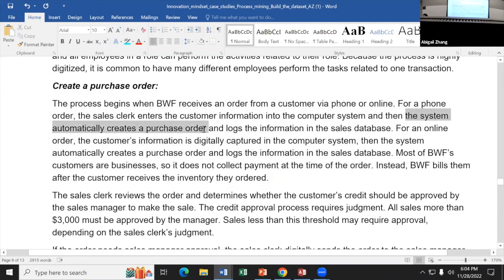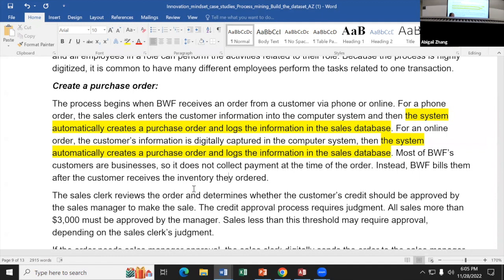System automatically creates a purchase order and logs that. Let me highlight this. There are two parts, right? There is also this one: for online order, the system automatically creates. So if this is a control activity, what kind of risk does it mitigate or reduce? What kind of risk does this reduce? Yeah, it's preventive, and it prevents what from happening? So why can an automated system be used as a control? What does it do?